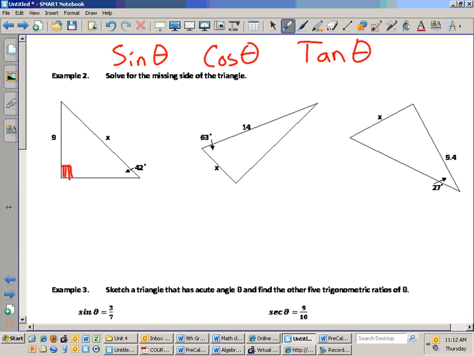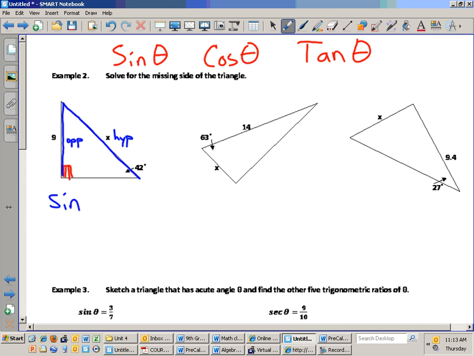So we want to be able to find this x. You will always choose either sine, cosine, or tangent. What we need to be able to do is select the correct one. In order to select the correct one, I need to look at my angle and then look at the side that I am given and the side that I am trying to find. So what is 9? Opposite, adjacent, or hypotenuse? Opposite. And x is hypotenuse. So which trigonometric function has to do with opposite and hypotenuse? Sine. So we set it up.